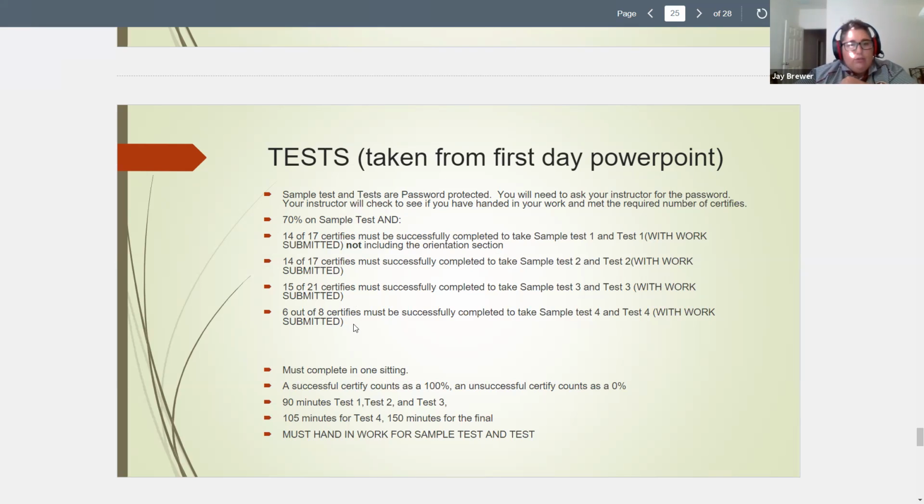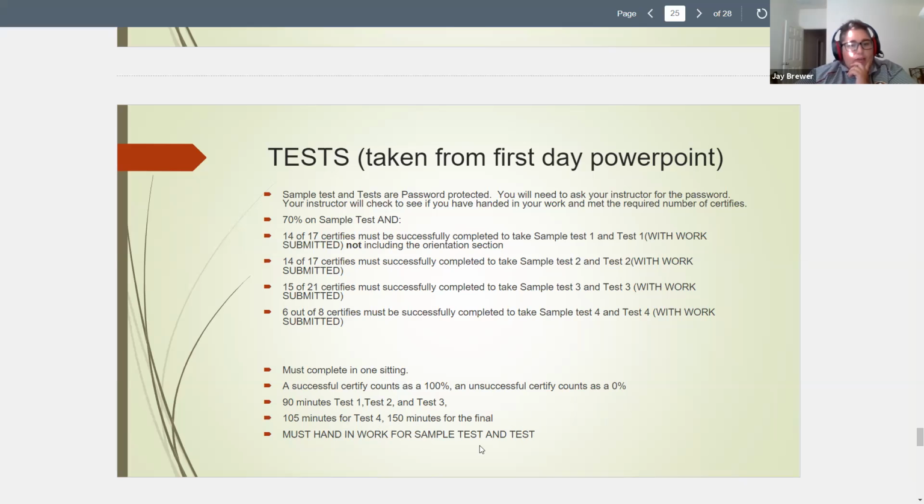So these are how to get to the test. And then once you're at the test, you have to complete the test in one sitting. A successful certify counts as 100%, an unsuccessful certify counts as 0%. You get 90 minutes for tests 1, 2, and 3, 105 minutes for test 4, and 150 minutes for the final.